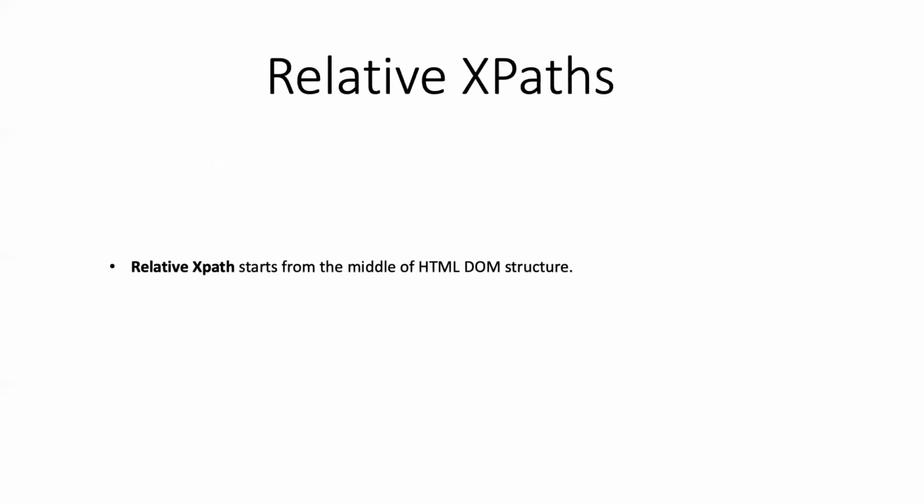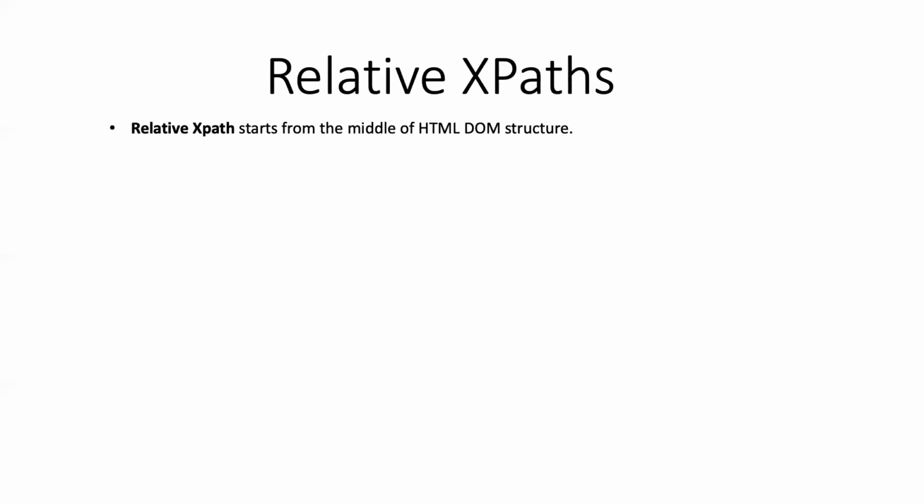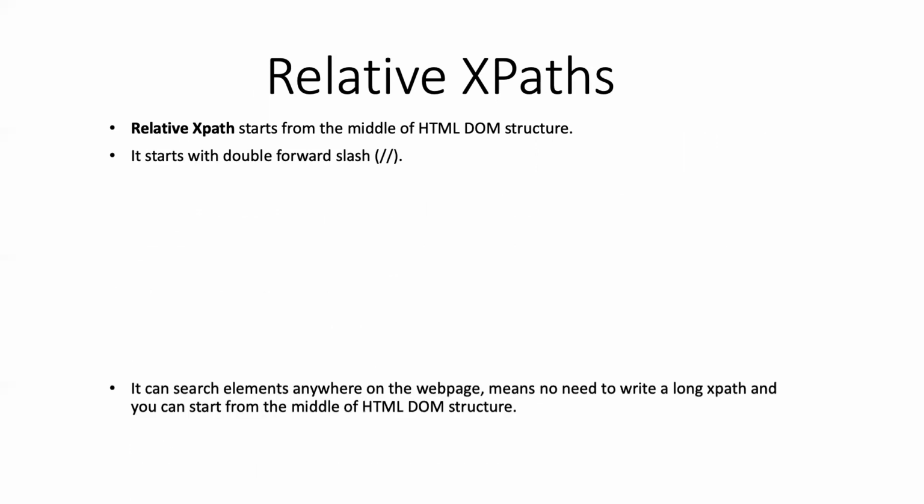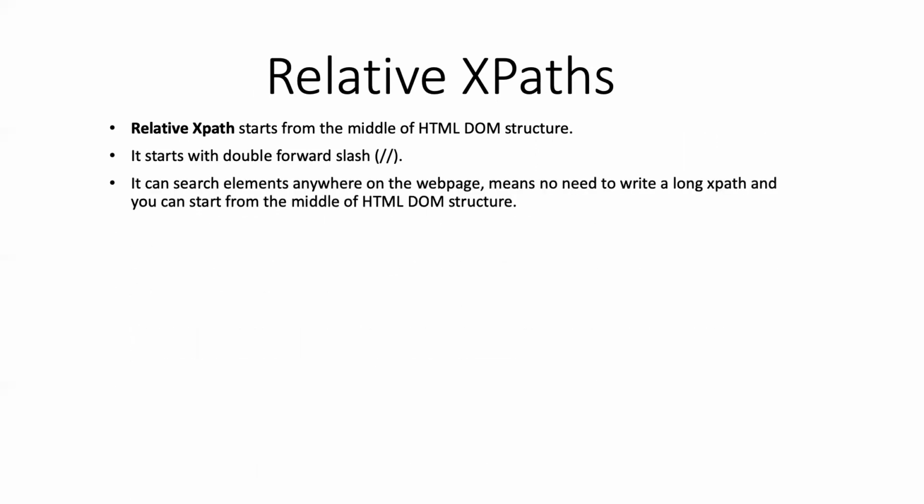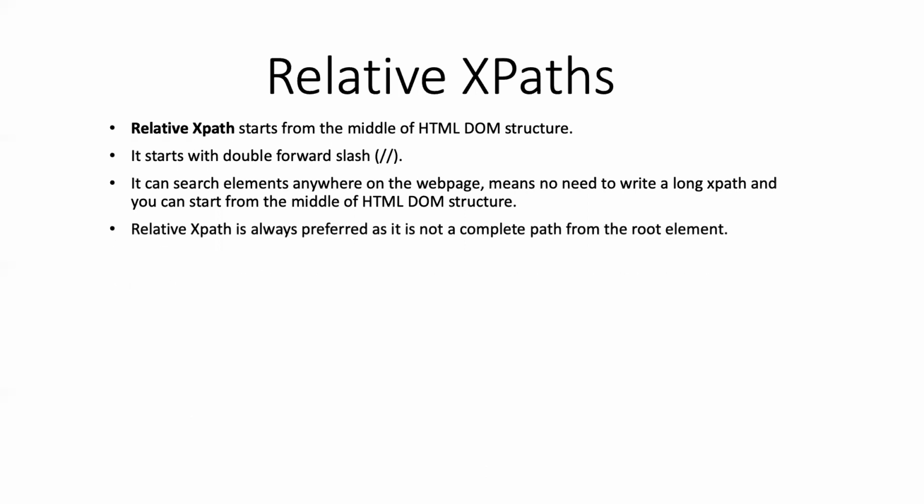Relative XPaths. Relative XPath starts from the middle of the HTML DOM structure. It starts with double /. It can search elements anywhere on the web page, meaning there's no need to write a long XPath, and you can start from the middle of the HTML DOM structure. Relative XPath is always preferred as it is not a complete path from the root element.